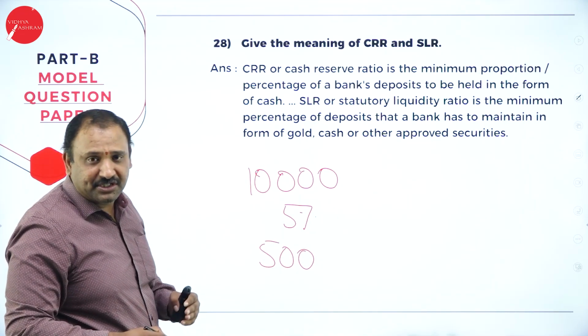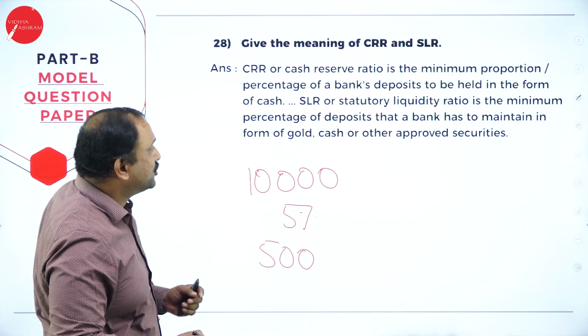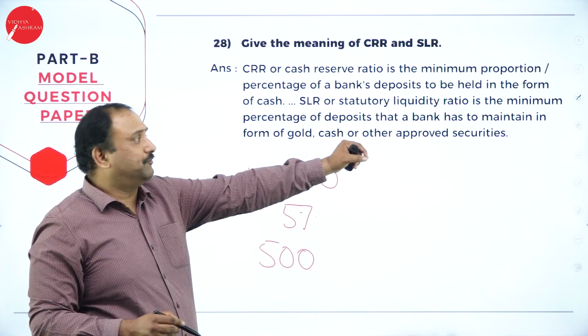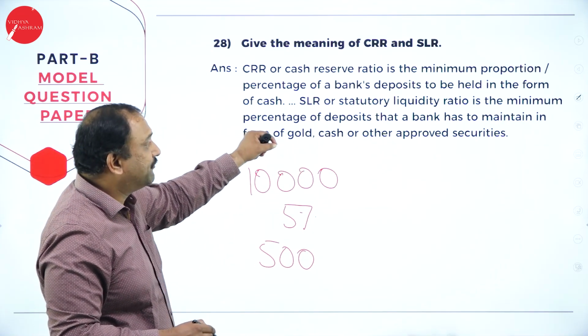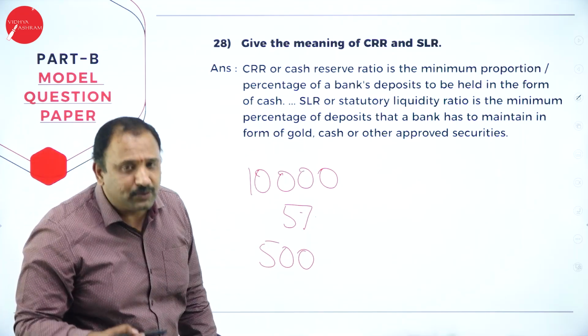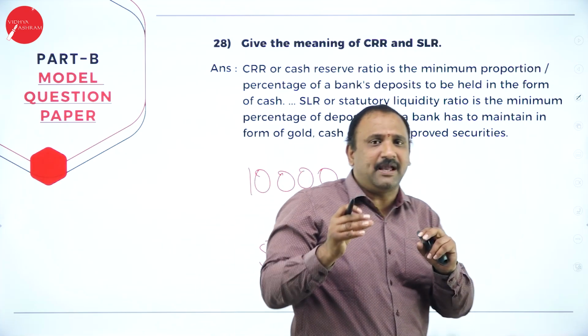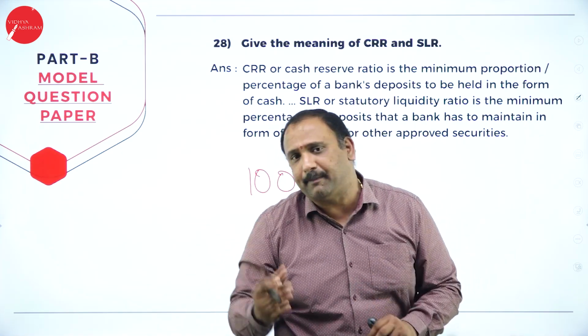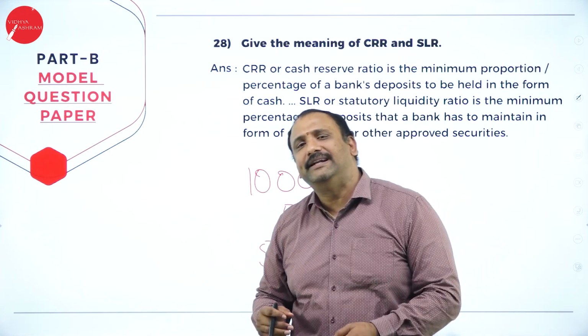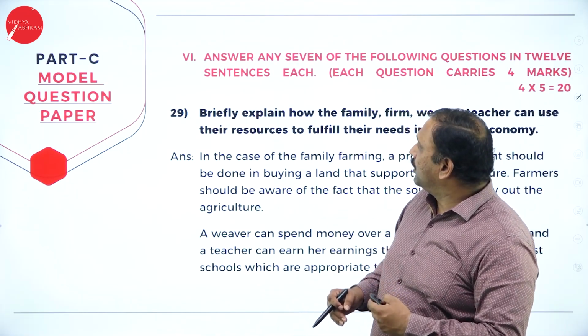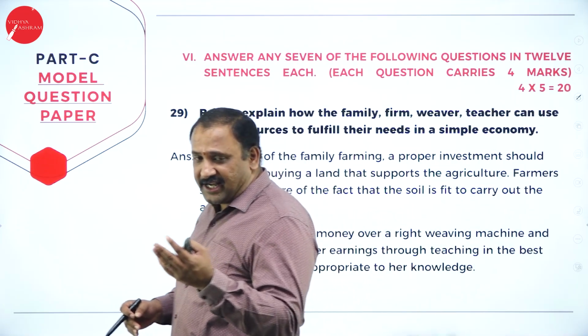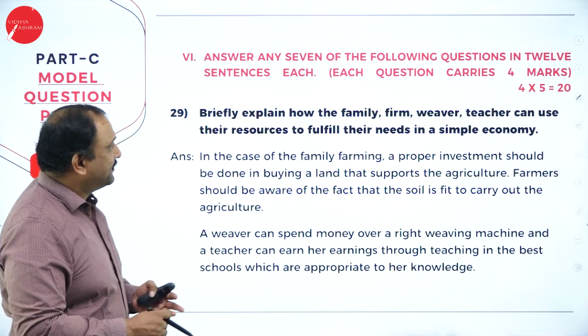The SLR, which stands for statutory liquidity ratio, is the minimum percentage of deposits the bank has to maintain in the form of gold, cash, or approved securities. So at any point of time, if you understand this, the RBI is creating a cushion for the bank to maintain liquidity altogether.